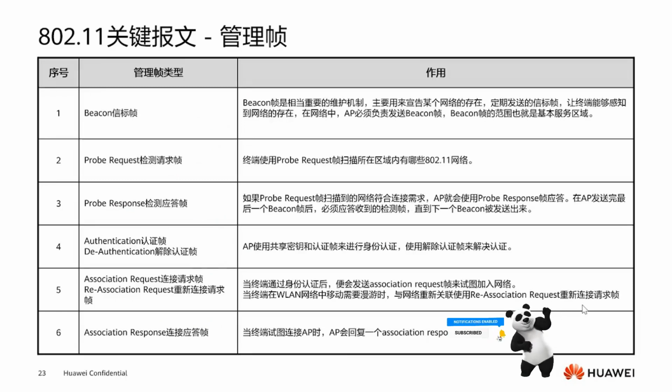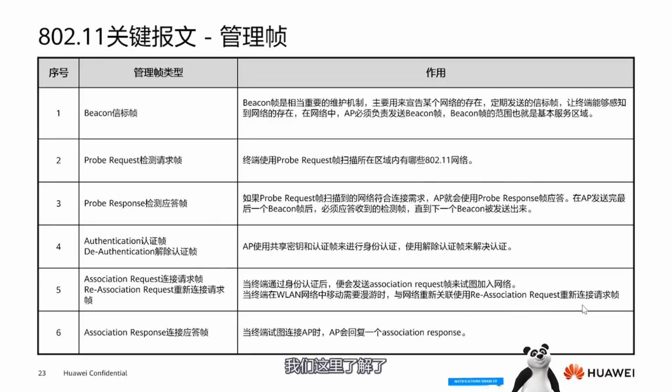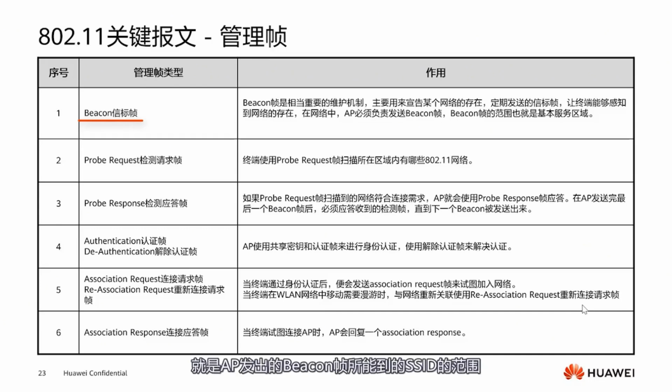What specific frames are there? Understanding these frames will be useful when troubleshooting later, so we must pay attention. First is the beacon frame. What is a beacon frame? It is used to announce the presence of a network, and the AP sends this beacon frame periodically. The range of the beacon frame is the range of the SSID that can be reached by the beacon frame emitted by the AP. So, it is important to understand the function of the beacon frame.